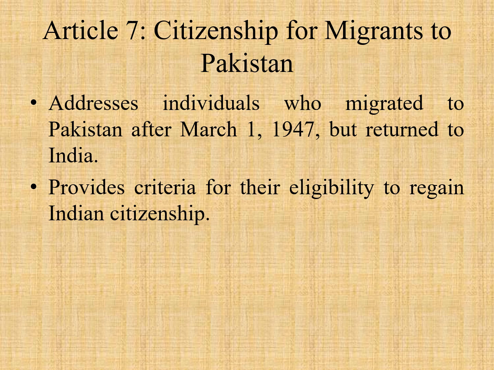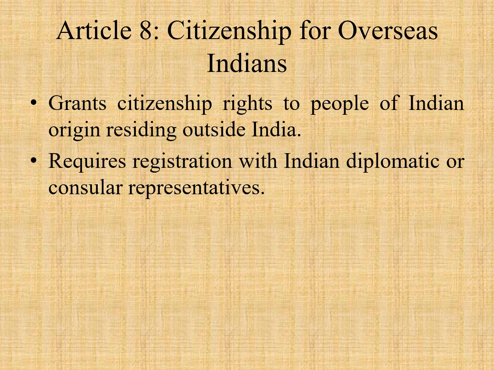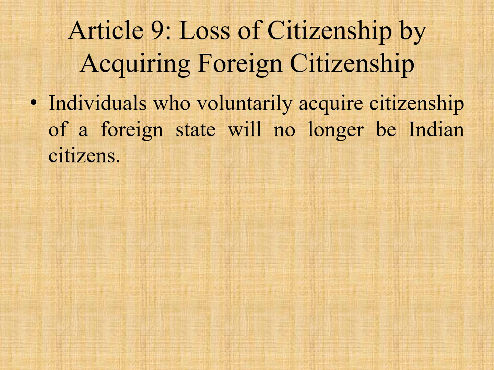Article 7. Citizenship for migrants to Pakistan addresses individuals who migrated to Pakistan after March 1, 1947 but returned to India. Provides criteria for their eligibility to regain Indian citizenship. Article 8. Citizenship for overseas Indians grants citizenship rights to people of Indian origin residing outside India. Requires registration with Indian diplomatic or consular representatives. Now let us see Article 9.